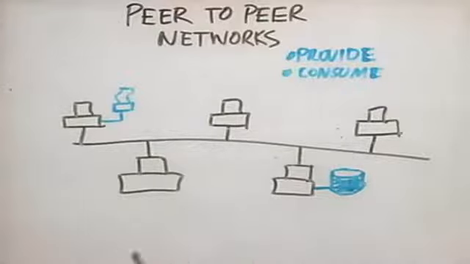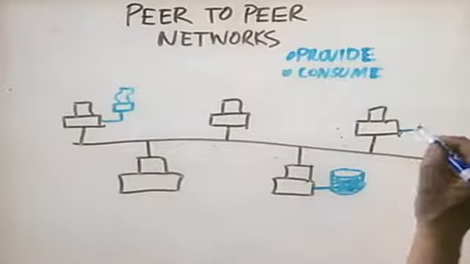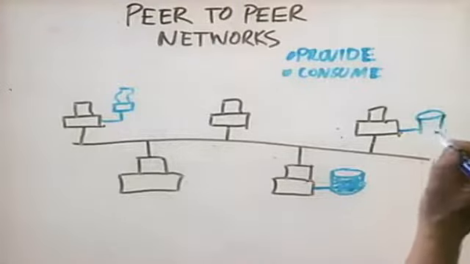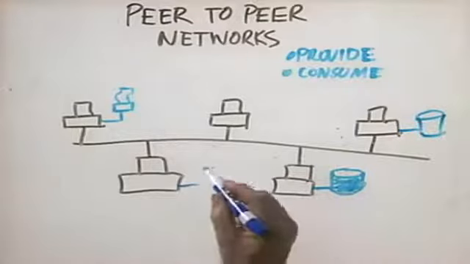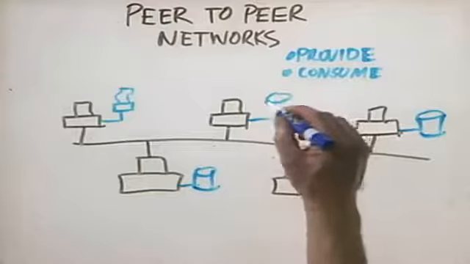Another problem is the fact that when you have a peer-to-peer network, there's no real centralized place to save files. We could have storage on this system. We could have maybe some other shared storage on this system. Maybe some other shared storage on this system. Maybe even some over here on this system.